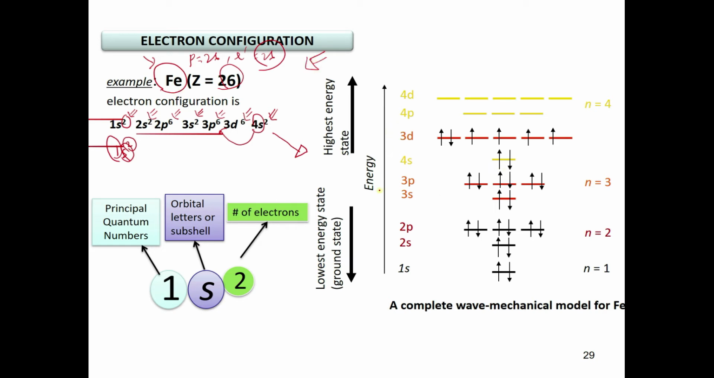For this, you can see that 1s has the lowest energy value compared to the higher energy level, which is the 3d, okay? Because this is due to the distance from the nucleus.